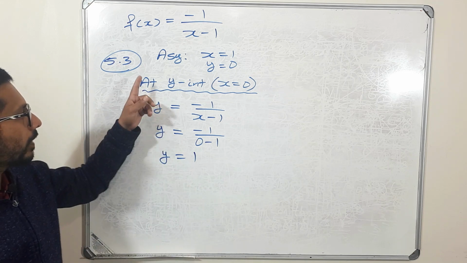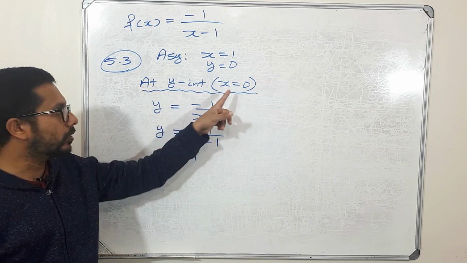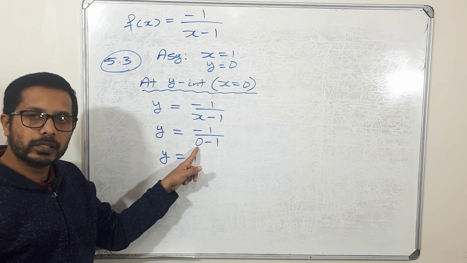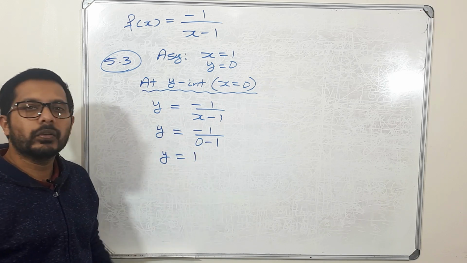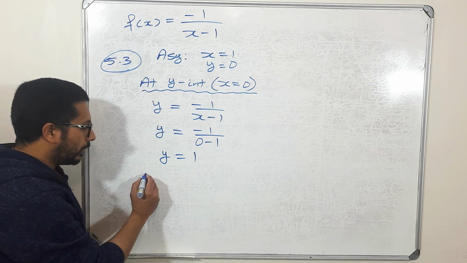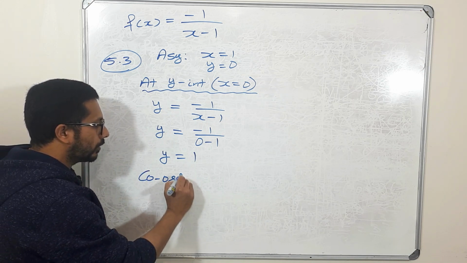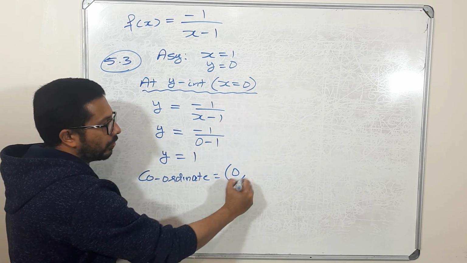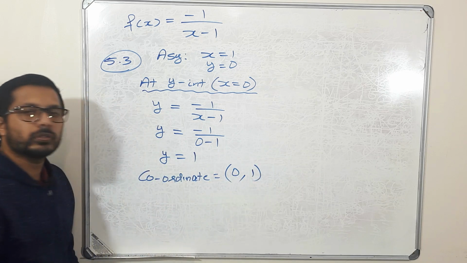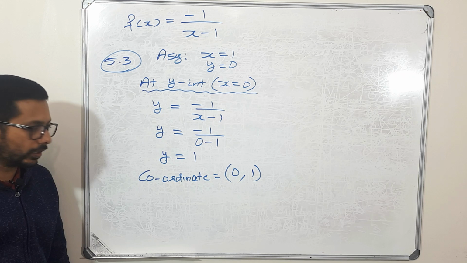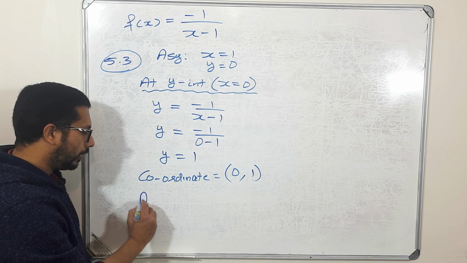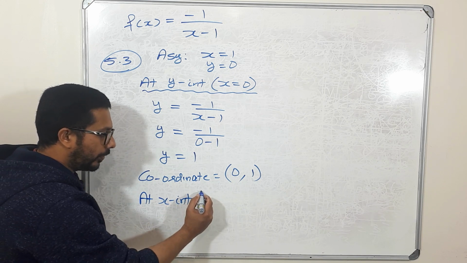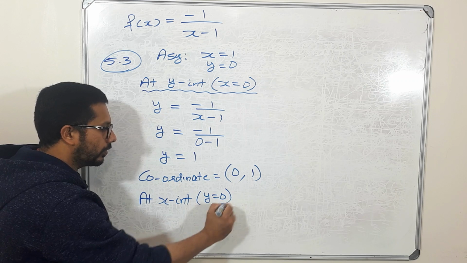Look at this one. How can you find it? At the y-intercept, you substitute the value of x as 0 in this equation. So you substituted x is equal to 0, and what is the answer you got? y is equal to 1. So what is the coordinate now? The coordinate, what is x? 0. What is y? 1. So the coordinate is 0 comma 1. Now we have to find the x-intercept. Actually in this question there is no x-intercept. Anyway, let's try to find y is equal to 0.